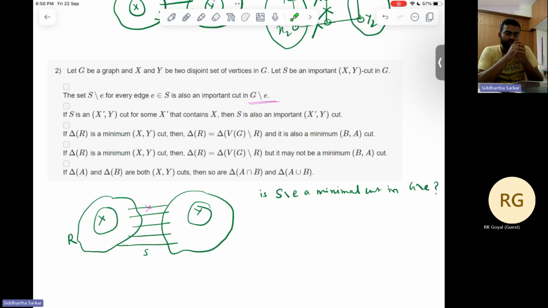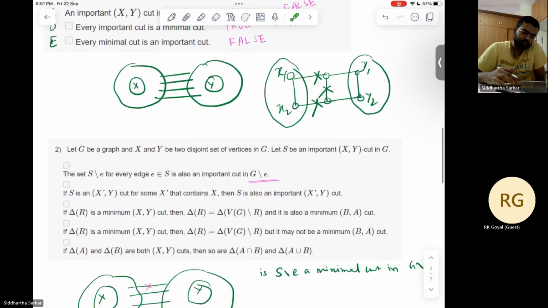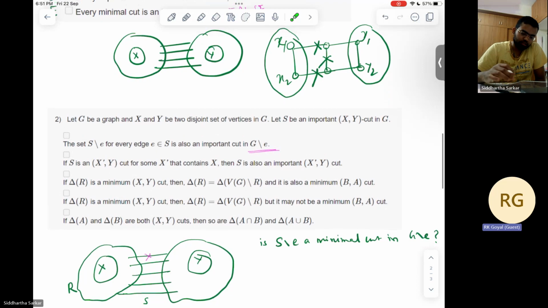But then we are asking, that is fine, but in G minus E, whether S minus E is a minimal cut. We know that S minus E is not even a cut in G, but is S minus E a minimal cut in G minus E? Do you understand what I'm saying? Yes, I understood this point.